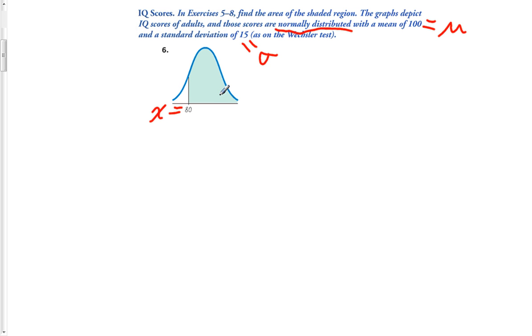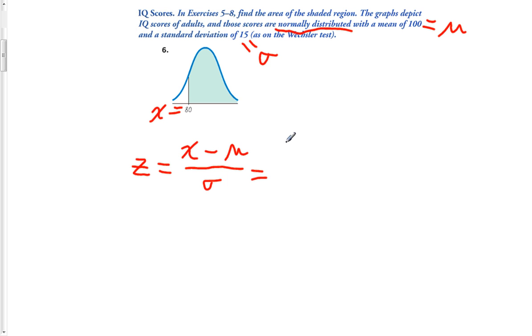So what we want to do is find the area to the right of this score of 80. In order to do that, we need to use the formula that says z is equal to x minus mu over sigma to convert this to a standard normal distribution. And once we've done that, we are going to find the area to the right of that z-score, and that will correspond to the area to the right of 80 in the non-standard normal distribution.